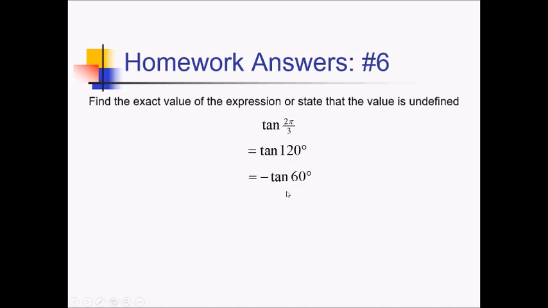And now let me turn this into sine and cosine. This is really negative sine of 60 over cosine of 60. Sine of 60, what is that? That's going to be radical 3 over 2. Cosine of 60 is going to be 1/2. So this reduces, if you cancel out these denominator 2's here, to negative radical 3.